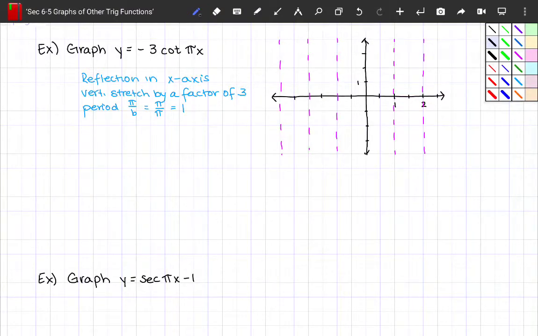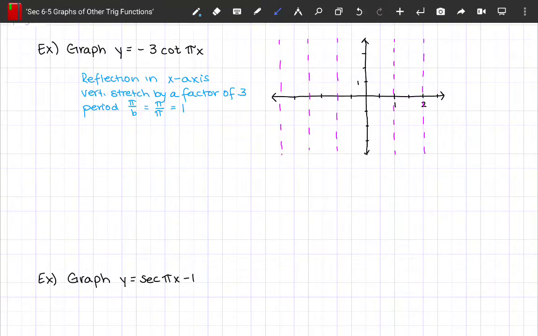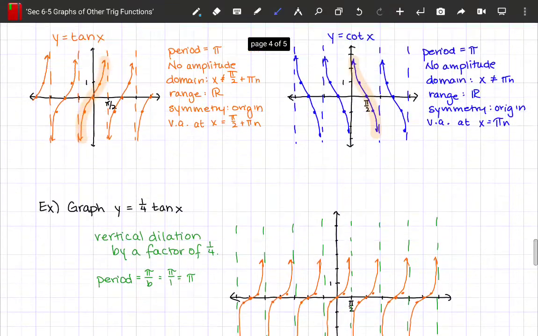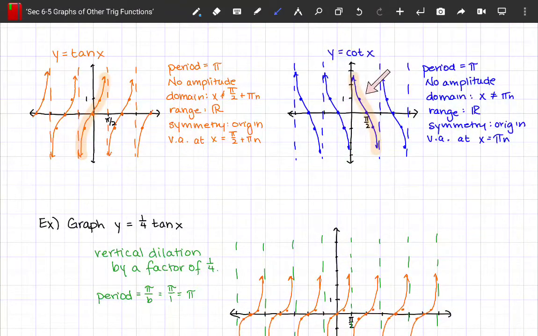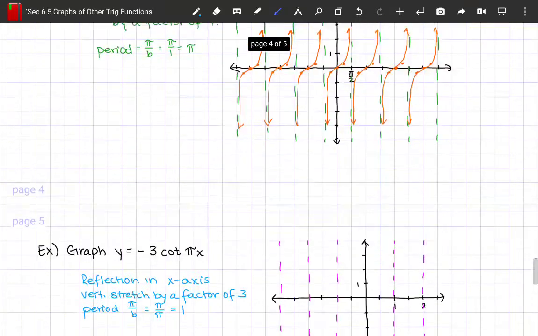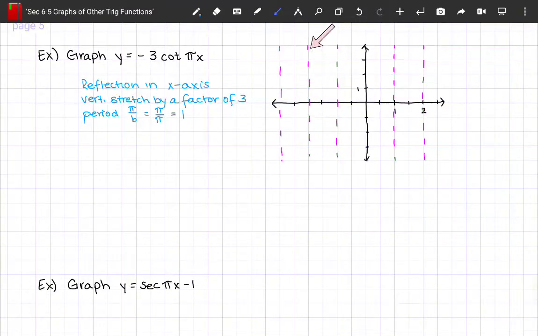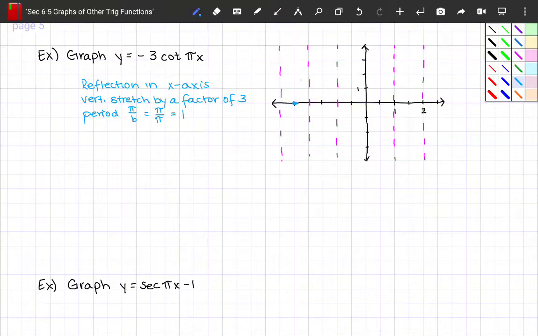And then, normally, cotangent is a decreasing graph, but we do have a reflection in the x-axis, so it's going to make it an increasing graph. To visualize it, imagine taking this graph and flipping it in the x-axis. So you can see this decreasing part, when you flip it, is going to become an increasing part. So we're actually going to make increasing branches here, vertical stretch of 3. So if I start in the middle at 0, on either side, I'm going to go up and down 3 units, but make sure your points are increasing.